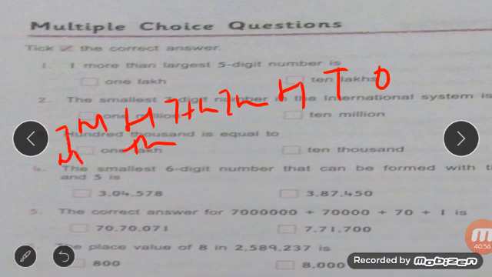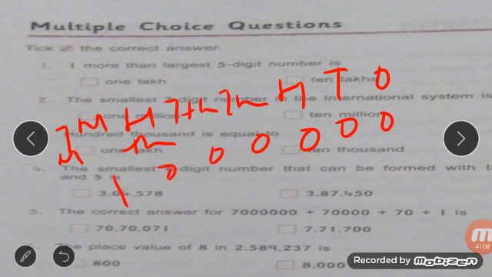Now you have to write the smallest 7-digit number. There should be 7 digits: 1, 2, 3, 4, 5, 6, 7. Got it? That is in the million place. The smallest number always starts from 1, the greatest number always starts from 9. Clear? So what is your correct answer? 1 million is your correct answer.